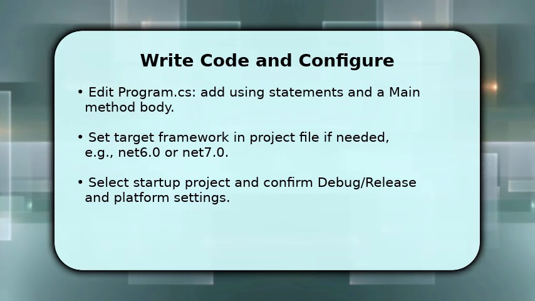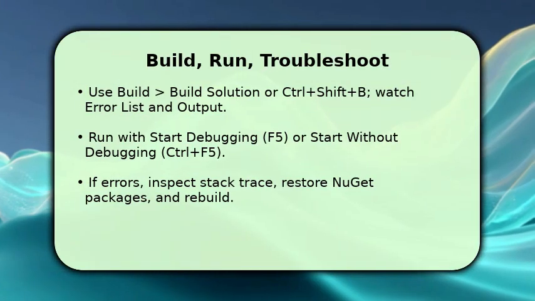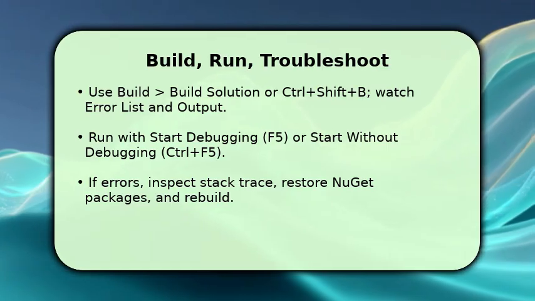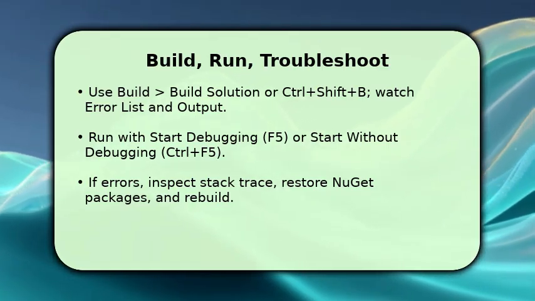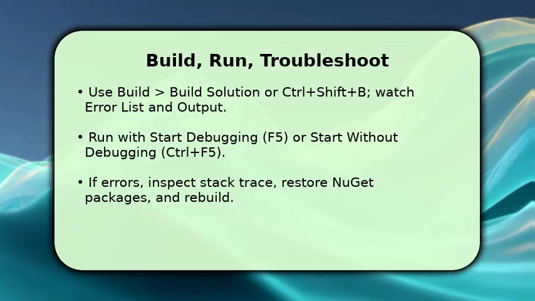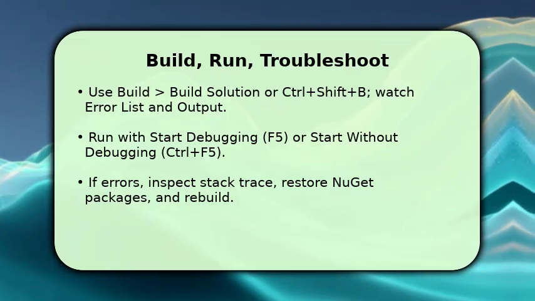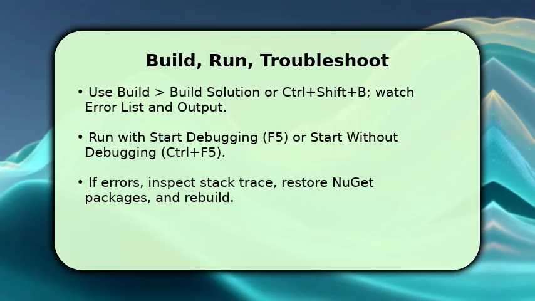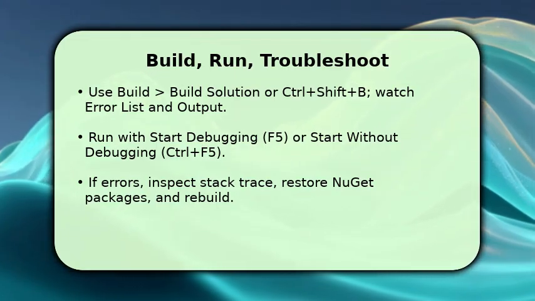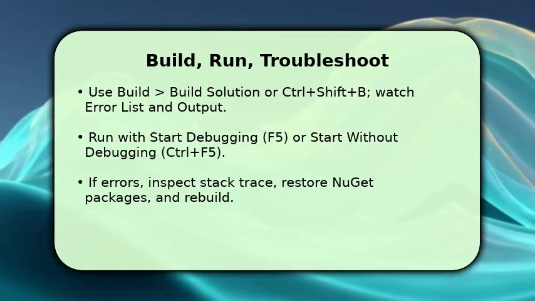Finally, build the solution to compile your C# code and watch the error list. Fixing compile errors ensures a successful run. Once the build passes, run the app with F5 to debug or Control plus F5 to run without the debugger, observing console output and breakpoints as needed.